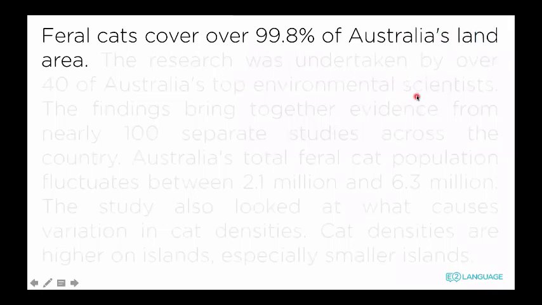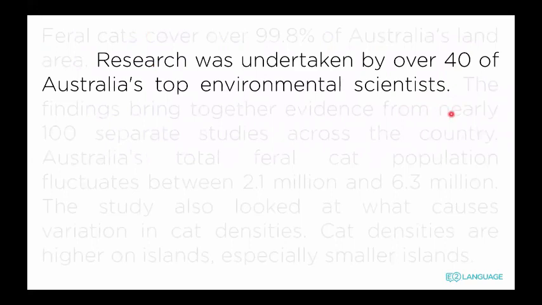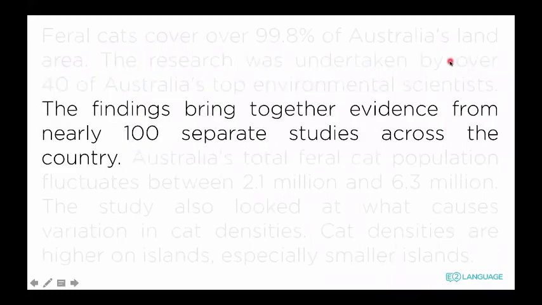Here we go. Feral cats cover over 99.8% of Australia's land area. We know the verb, we know the subject, therefore this must be the object. Okay, over 99.8% of Australia's land area. Research was undertaken by over 40 of Australia's top environmental scientists. We know the verb, we know the subject, therefore this must be the object. The findings bring together evidence from nearly 100 separate studies across the country. We know the verb, we know the subject, we know the object.